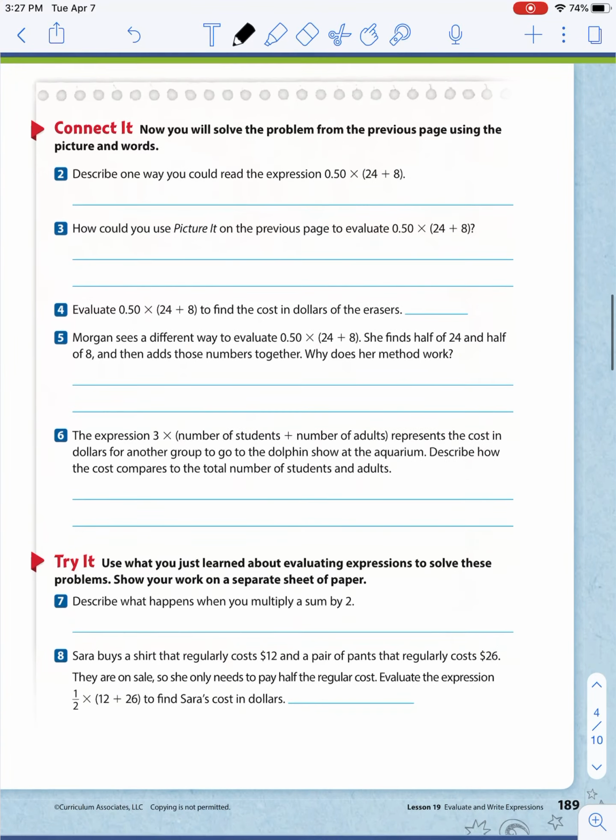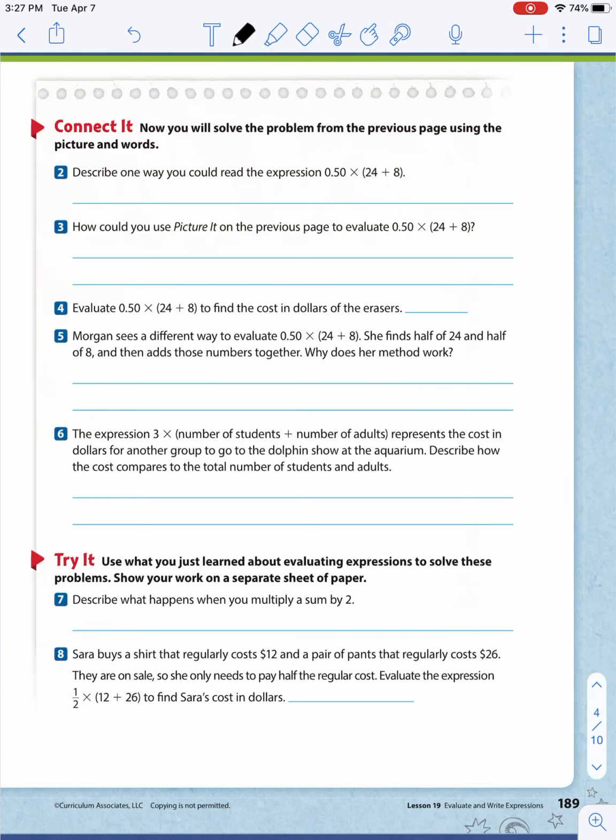It says, describe one way you could read the expression 0 and 50 hundredths times 24 plus 8. How could I read that? Well, one way I could read that might be starting with this. What would you say for that? What about this?